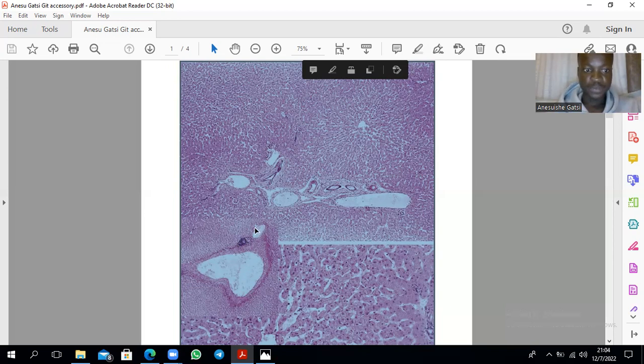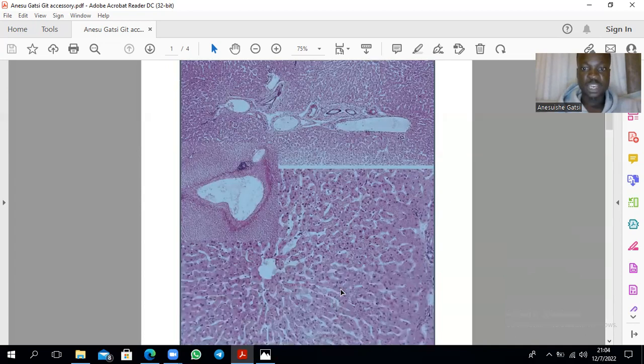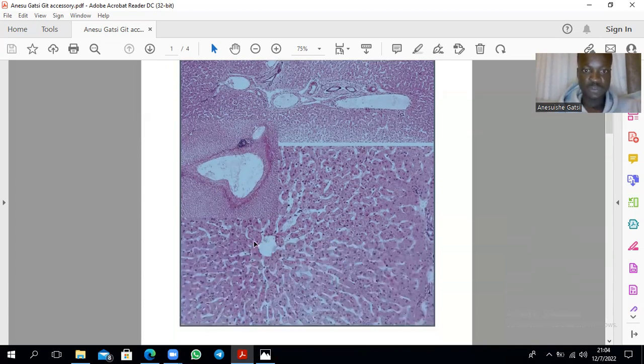Then here we also have a smaller artery. Then this here, this is now connective tissue. Right? Then if you look at it at a higher magnification, that's a central vein. These are hepatocytes. Those are the sinusoids, the empty spaces between the hepatocytes. Right? And then at these peripheral ends, you find a portal triad.